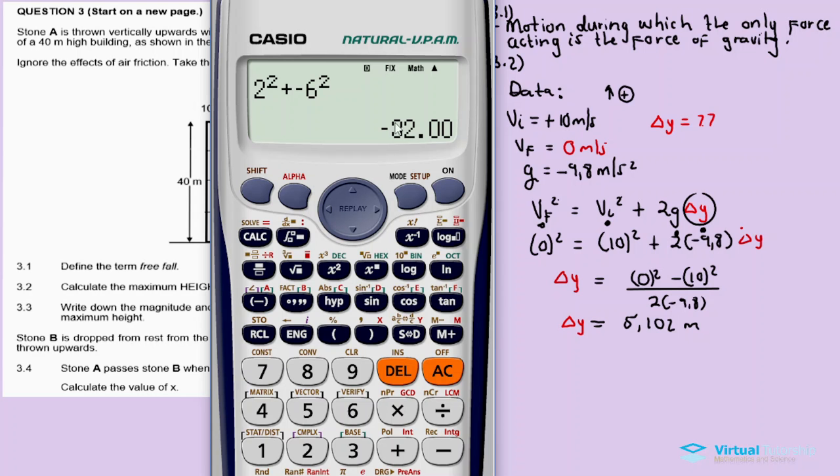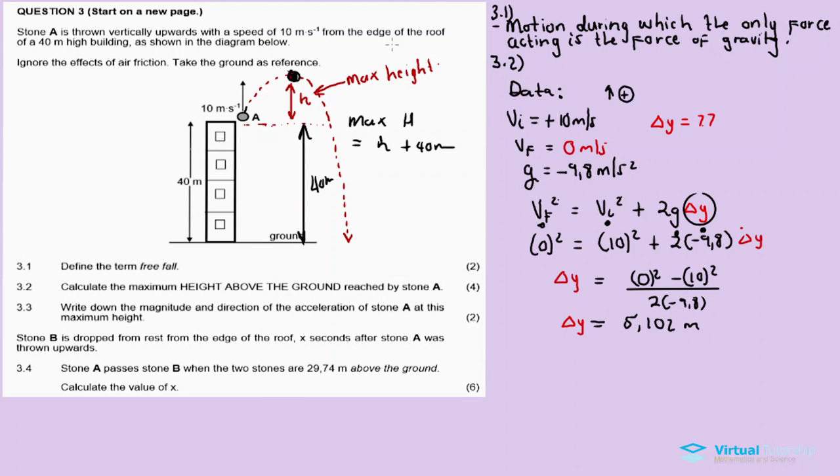The answer is negative 32. You see there's a difference, so be careful. That's why I always substitute: when I use substitution in a formula, I put my values in brackets, right? Anyway, now this is our maximum height, small letter h.